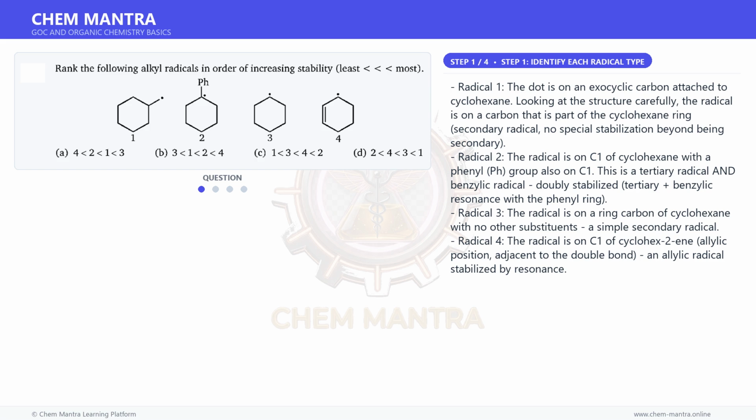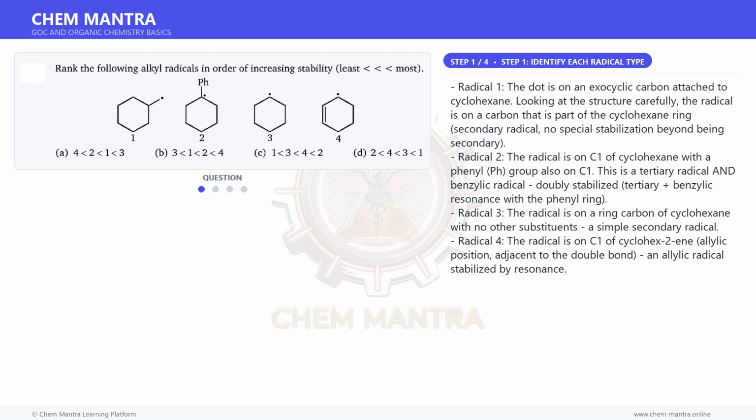Radical 2, the radical is on C1 of cyclohexane with a phenyl, Ph, group also on C1. This is a tertiary radical and a benzylic radical, doubly stabilized, tertiary plus benzylic resonance with the phenyl ring.